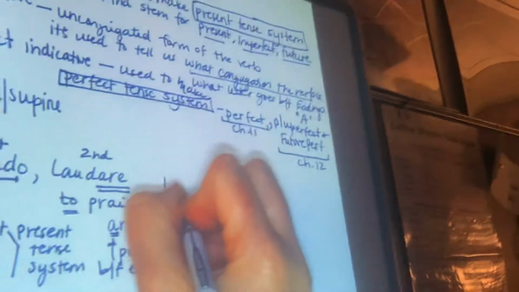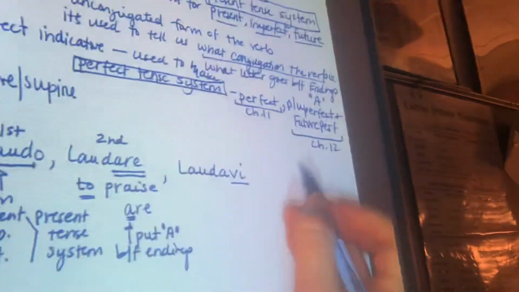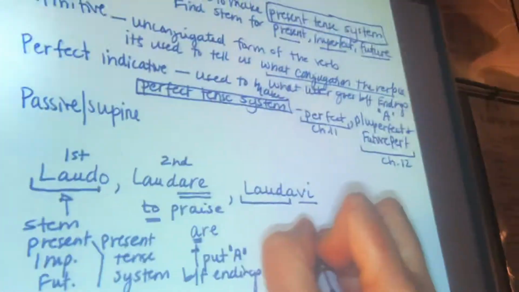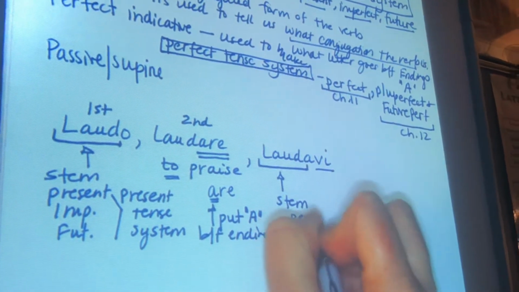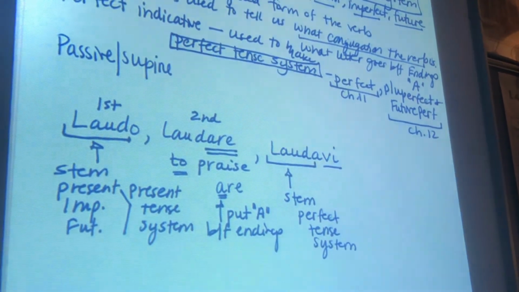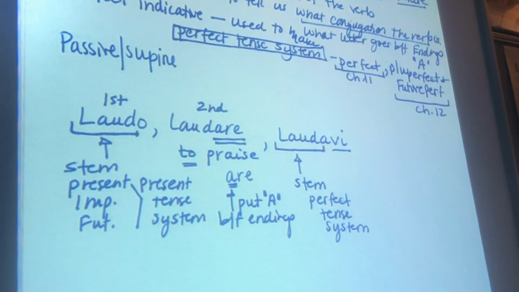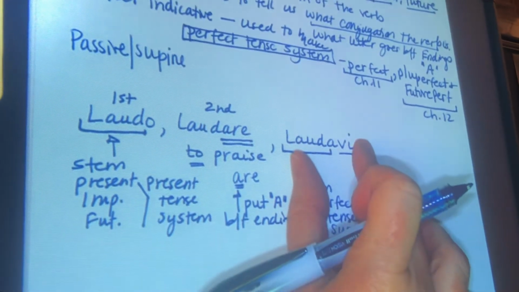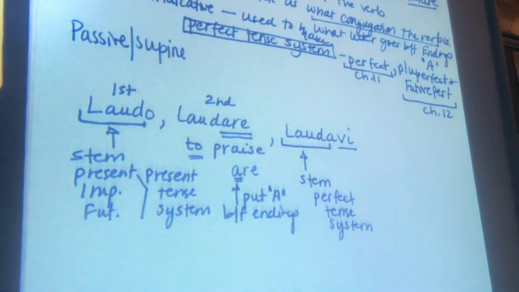What does it look like? Laudavi. How is that VI at the end? There's your stem. So it gives you the stem to the perfect tense system. So while we are not using this third one yet, in the next two chapters, that's all you're going to use. So that one's really important.